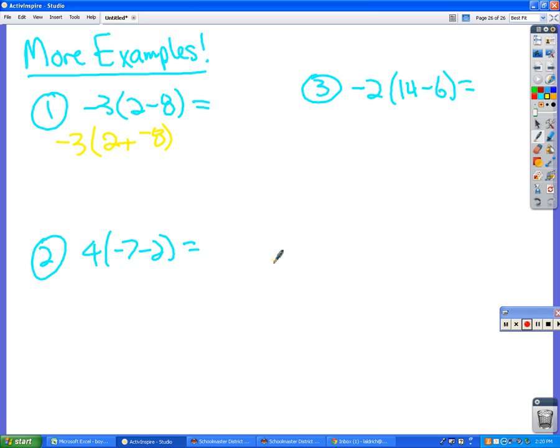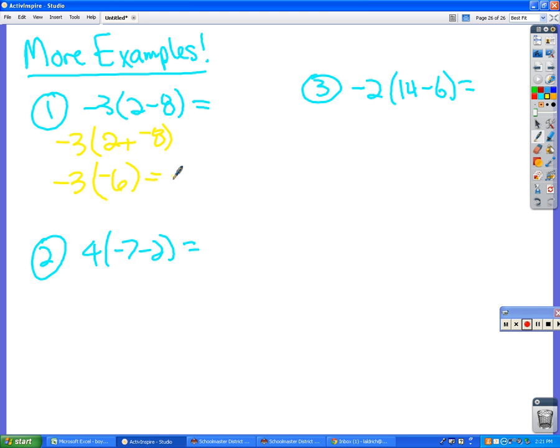Okay? Now that I have an addition problem, I can look at this and say, are these two signs the same or different? Different. So do I add them or subtract them? Subtract them. Okay? So what is 8 minus 2, Kara? 6. And then the only other thing we need to figure out is, will it be a positive 6 or a negative 6? Negative, because the negative number is bigger.